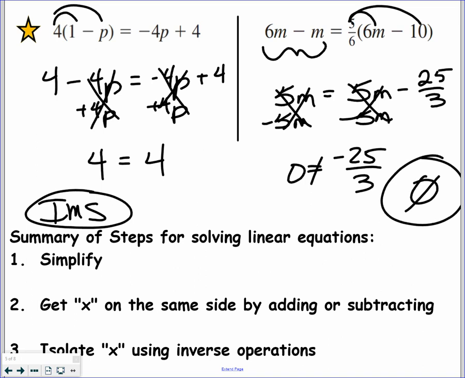So now a little bit of summary on how to solve. First, simplify, meaning add any like terms. Okay, get the x's or whatever variable you're dealing with on the same side of the problem, and then isolate x like you've done previously by using inverse operations.